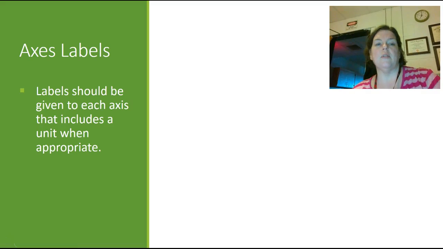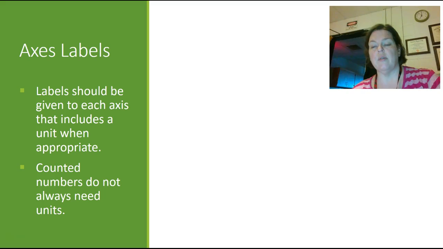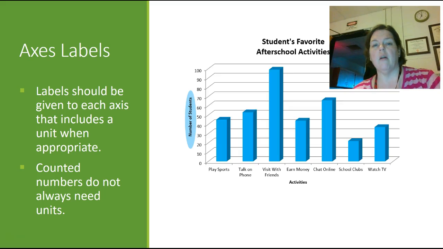Okay, axes labels. Axes labels should always be given units when appropriate, but when numbers are counted, you don't necessarily need units. So here we go. We see numbers of students, no units, because it's numbers we've counted. Activities have no units because they're just activities. They're not even a number.